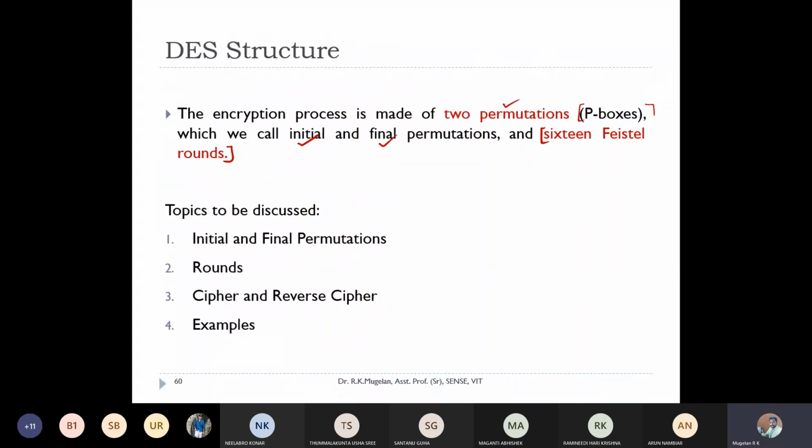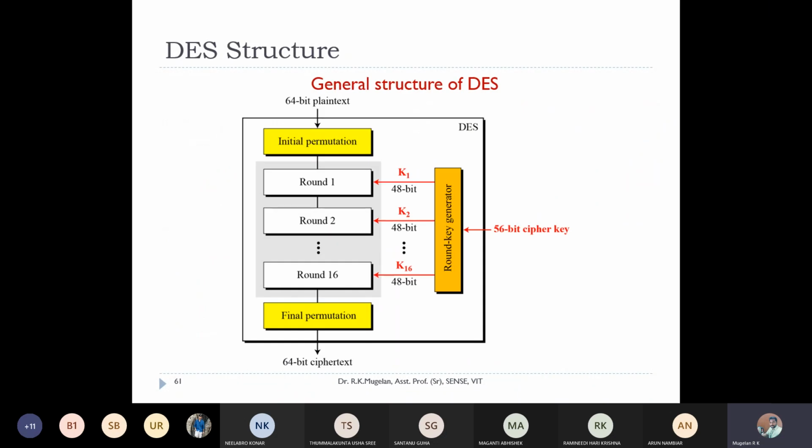In this, we'll be discussing how the initial permutation and final permutation work. Then we move inside the round. Inside the round, we'll move into the function and how the function is designed. Then we see a few examples. So this is the general structure of a DES algorithm, how it will look.